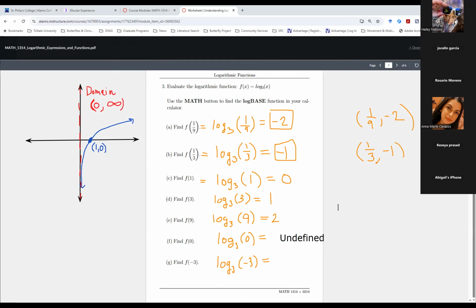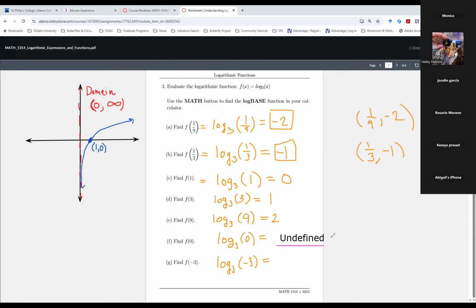Because the x value of 0 is not in the domain of this function, so I can't plug it into a log function. And it wouldn't be (0, 0). I'm not even getting a y value. Because if it were (0, 0), that would be like saying I have a point right in the middle here, but I can't have a point on a vertical asymptote. So it's simply undefined. I do not have a point here. There is no y value possible.